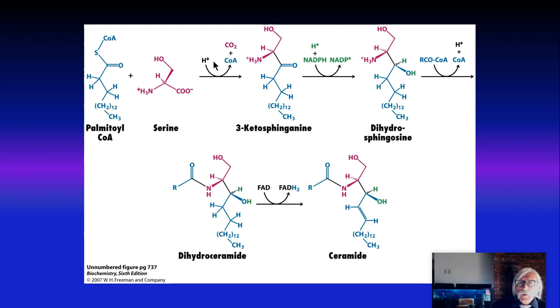You've driven this reaction by losing CO2, and you've gotten rid of the CoA ester. Now you've made 3-keto-sphingosine. We're building a backbone here. This backbone is going to be the backbone for all the sphingolipids. Now we're going to carry out a reduction. Okay, so now there's no keto function anymore. We've got this alcohol function here. Still got this free amino group. It's going to become important in a minute.